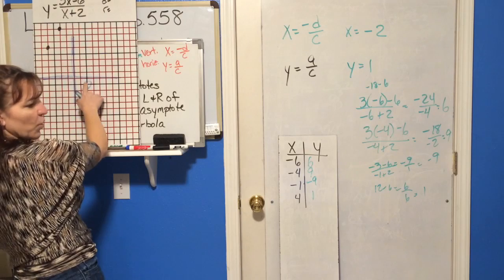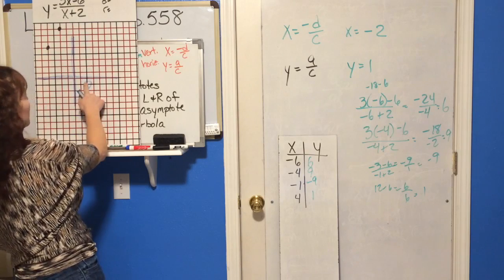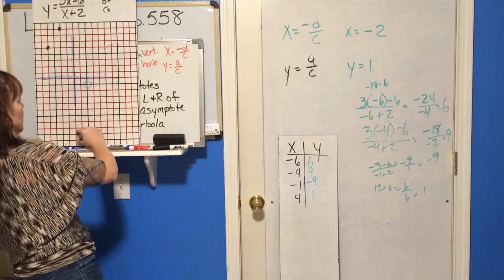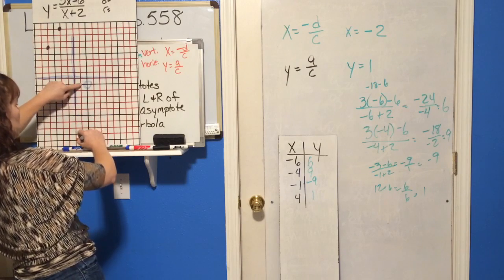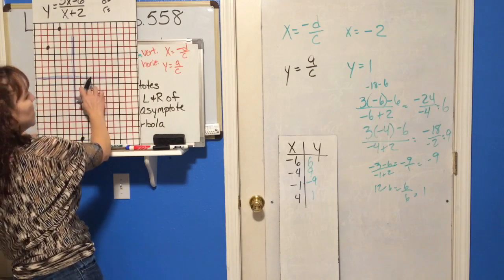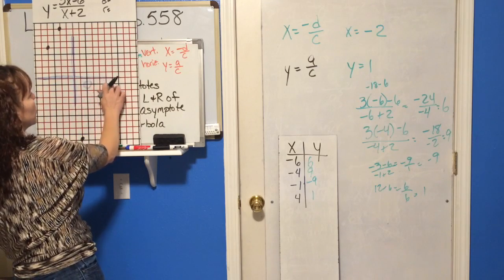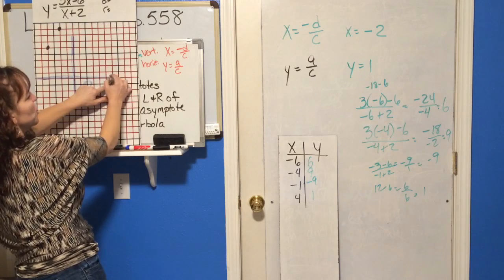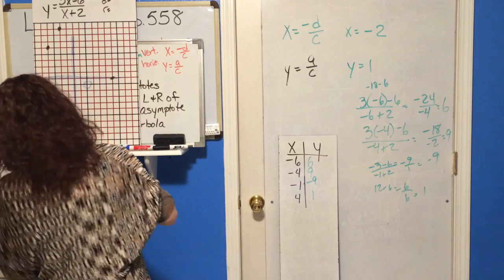And then from the origin, we've got negative 1, negative 9. 1, 2, 3, 4, 5, 6, 7, 8, 9. Is that right? Yes. And then 4, 1 is 1, 2, 3, 4. What did I do wrong? Because I shouldn't be on my asymptote. So I know I did something wrong.